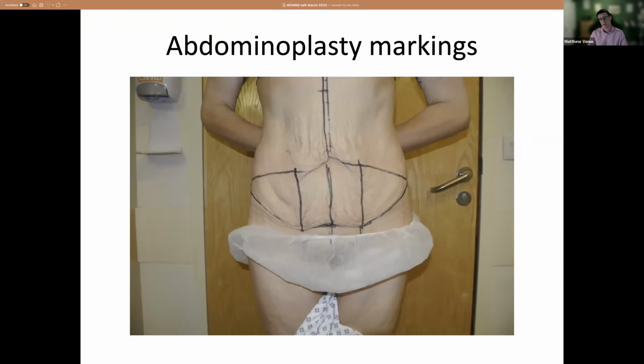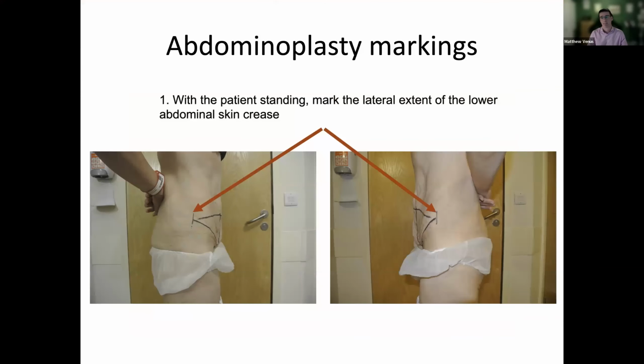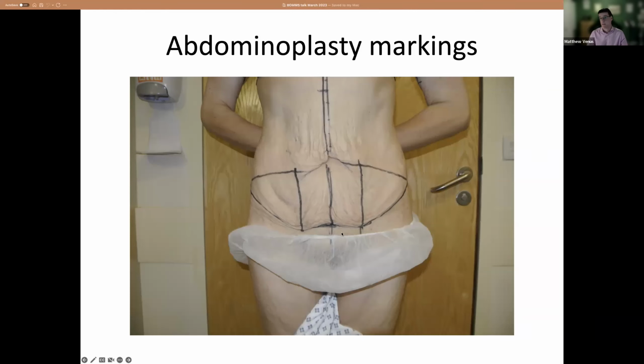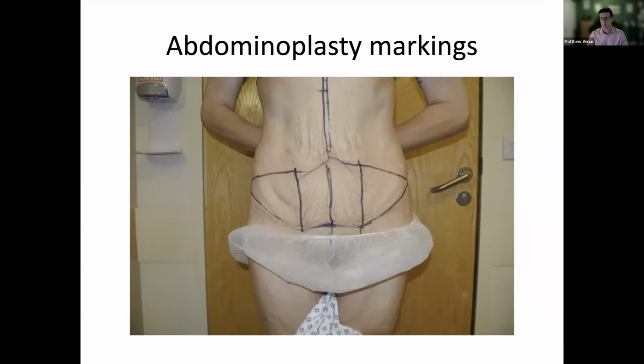So here's an example of how I would mark a patient for an abdominoplasty. I look at where the natural skin crease is, and I mark that with the patient standing up. You have to be quite careful in these patients. If you restrict your lower incision to where their natural skin line is, often you can leave quite a lot of the pubic mound redundancy behind, and you end up with a ptotic, droopy pubic mound afterwards, which they don't like.